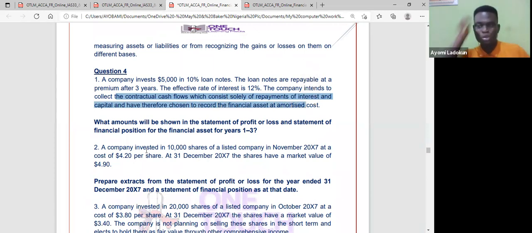Did you see that? So that test has been passed, so they can decide to do it at amortized cost, because the business model test says you have to hold it to maturity. Is that okay? And the contractual cash flow test says you are only taking both the principal and the interest. Okay?